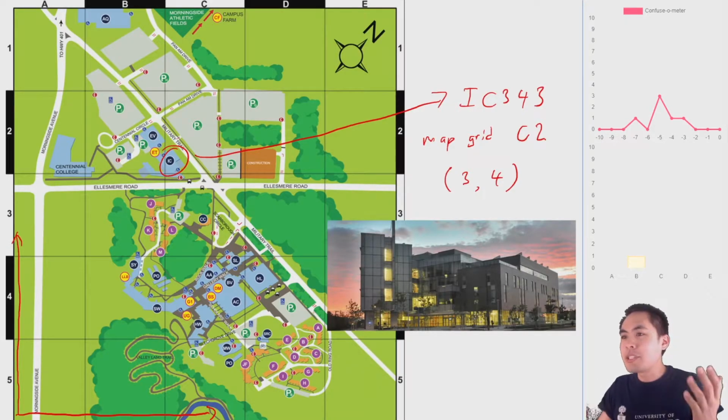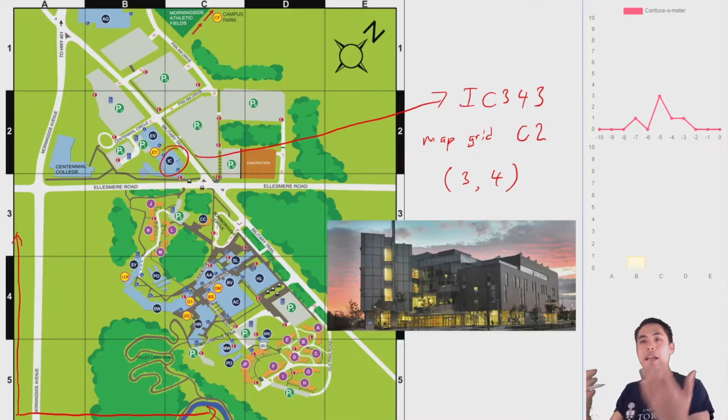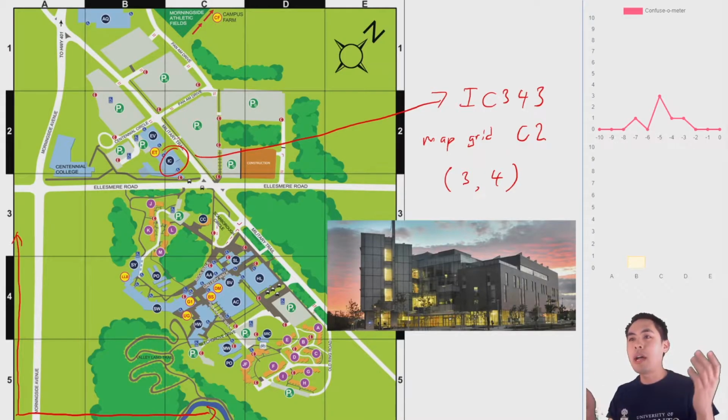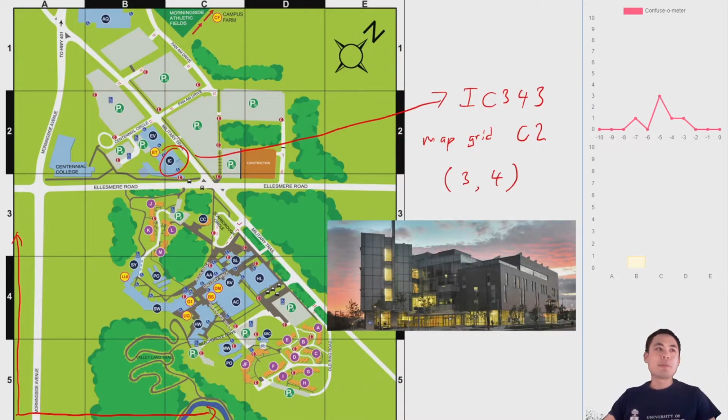building. So this is where my office is, and if I want to tell you where I am, well, I could say I'm on map grid C2, or it's 3 grid spots to the right and 4 grid spots up. Now, you'll notice that when we're looking at this map, there's also this legend up here that says that north is actually pointing this way. So north is not actually pointing up like it is on most maps.